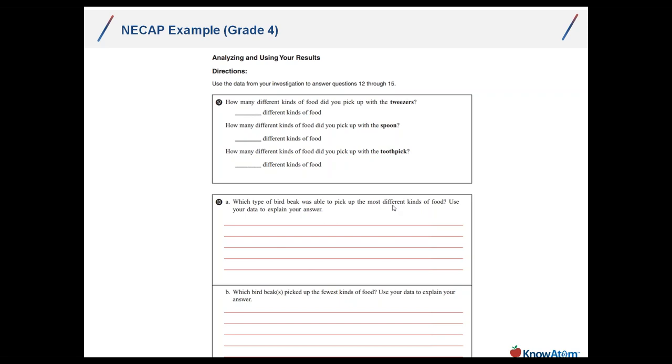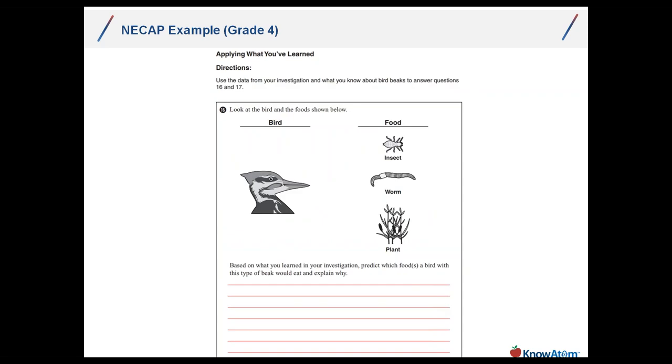See, this is all happening in the context of the birds, the beaks, the food, of Mrs. Brown's class, of the task that we just did and gathered information. And then they're asked which bird beak picked up the fewest kinds of food. So not just in the positive, but in the negative, can the student use the exact data and explain the answer? How do you know? Well, what happens if they're the same? What happens if two groups show that, let's say, tweezers can pick up just as many worms as seeds? Next question related to this.